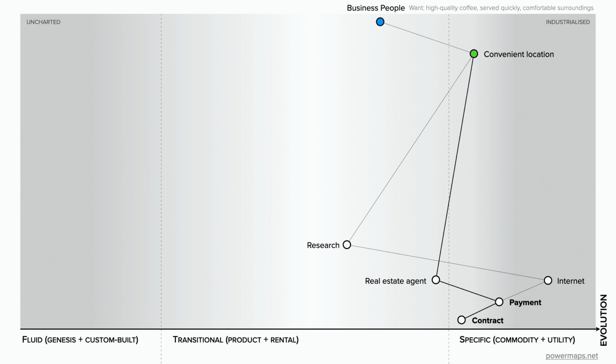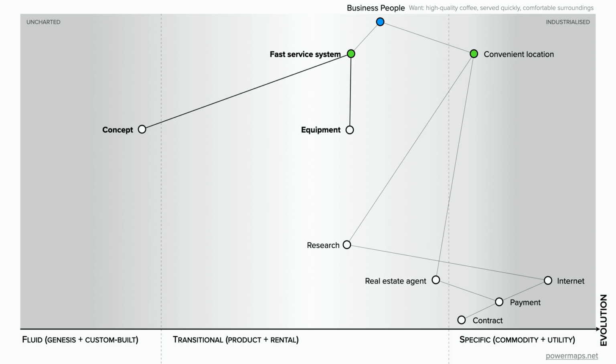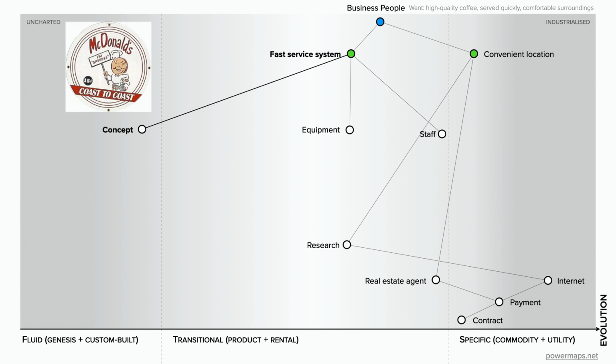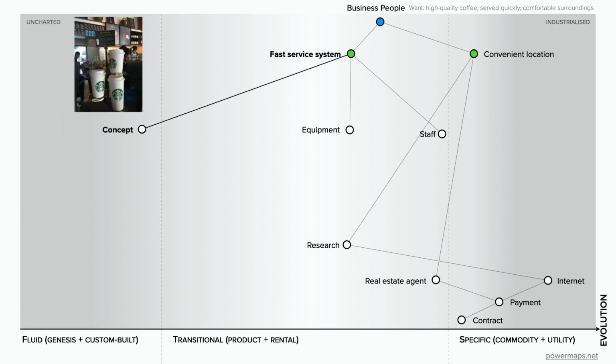The next thing we believe our users will be looking for is a fast service system, and this requires at least 3 subcomponents: a concept, some equipment, and some staff. The concept of speedy service helped McDonald's become successful, and this led to the birth of the entire fast food industry. Starbucks did the same for coffee shops.